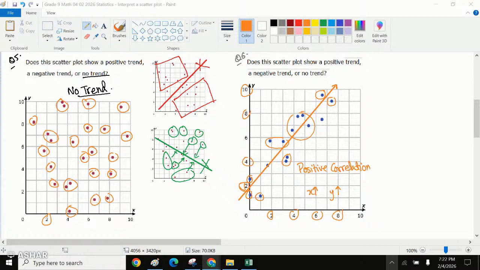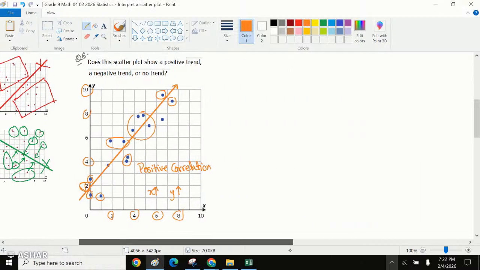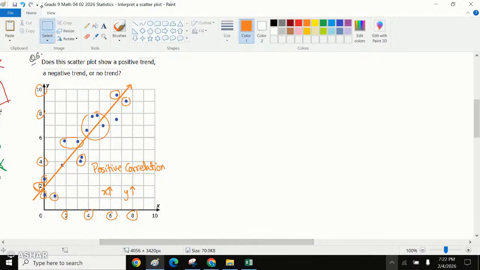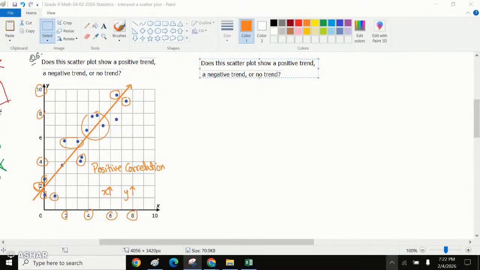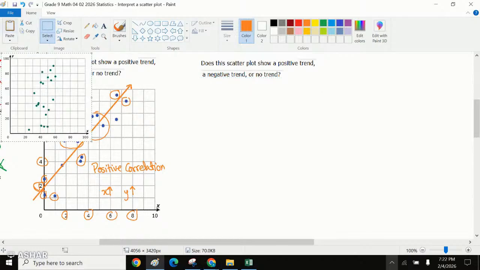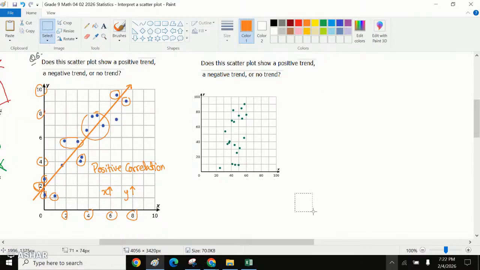Moving ahead to the next question. The next question says, let me just copy this. They have the same opening statement. Does the scatter plot have a positive correlation or a negative correlation or no correlation? And let's look at the diagram. The diagram says, this is the given diagram.